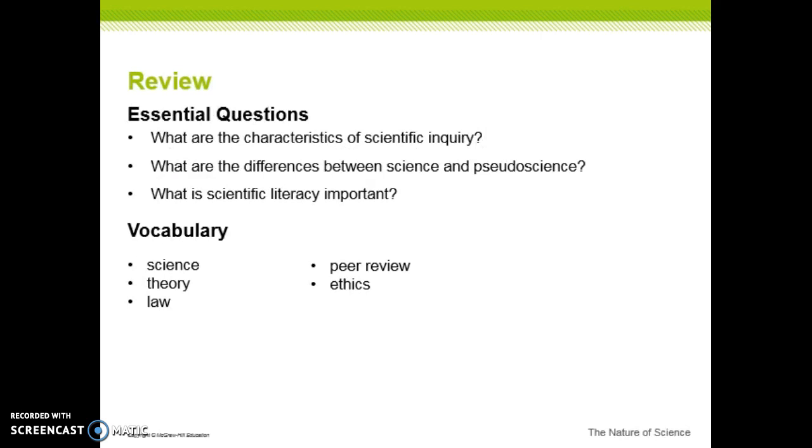So finally, for your quiz, be able to answer these essential questions. What are the characteristics of scientific inquiry? What are the differences between science and pseudoscience? And why is scientific literacy important? I think they had a little goof here. Why is scientific literacy important? And your vocabulary words for this section are science, theory, law, peer review, and ethics. Make sure you have your notes ready for me tomorrow.